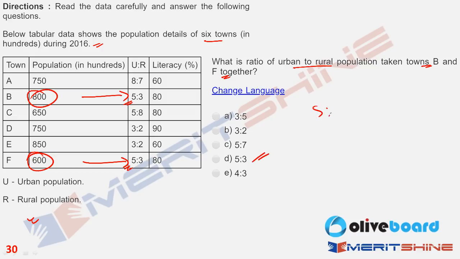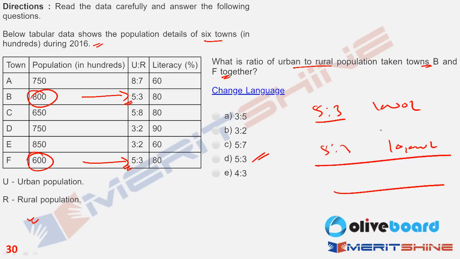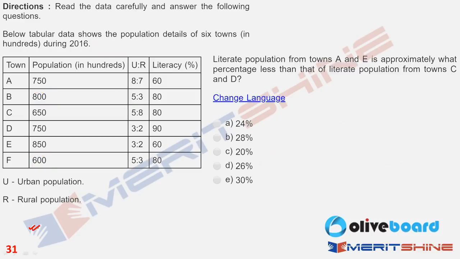So if the milk to water ratio is 5 is to 3, and you are adding 1000 liters to 10,000 liters of the same 5 is to 3, what will be the ratio of milk to water in the final 11,000 liters? It will still be the same, no? Yes. Let's look at the next one.